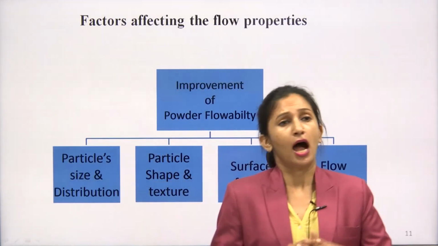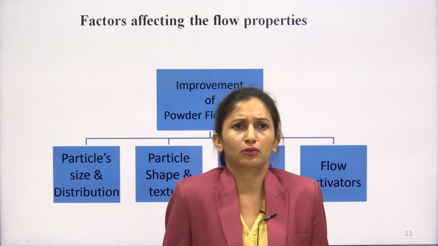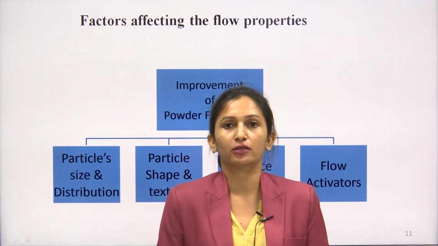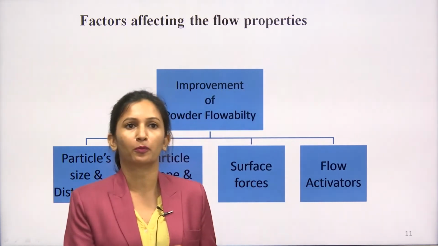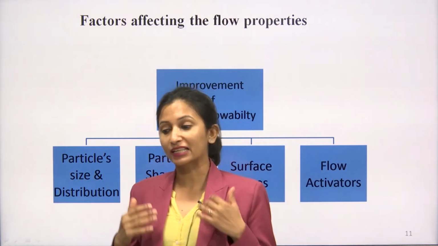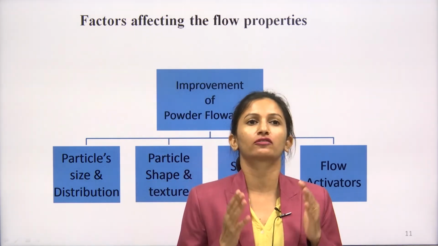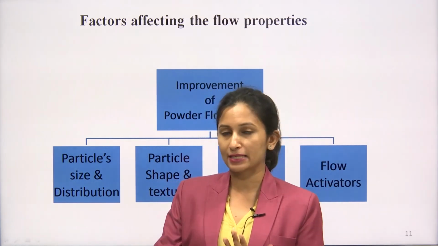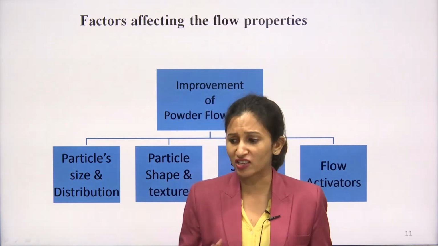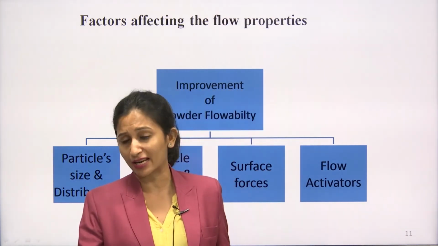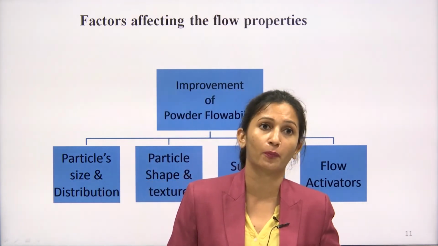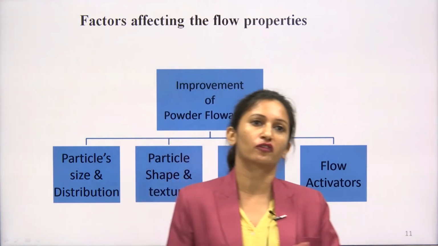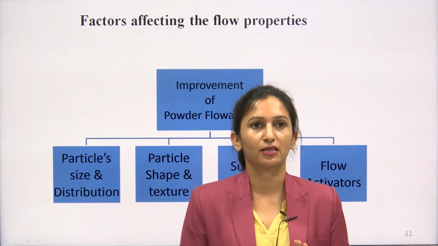If the flow property is good, no need to do anything, it's well and good. But if it comes out poor or very poor, then we have to improve the flow property by adding a flow activator or by some modification of the particle size. So these are different ways to improve the flow property: particle size distribution, particle shape, texture, surface forces, and flow activator. The most effective way to increase the flow property is the addition of the flow activator, and the maximum permissible concentration of any flow activator is 1% or less.